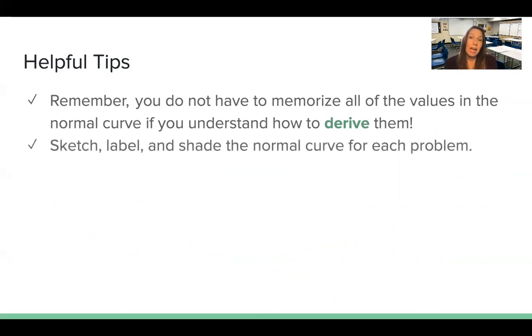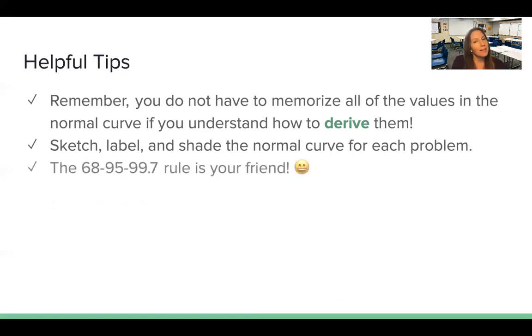Again, it's always really helpful to sketch, label, and shade the normal distribution curve for each problem, just so you can have a visual representation of what you're doing and what area you're actually using and finding under your normal curve. And remember, the 68, 95, 99.7 rule is your friend. It makes finding the probabilities on a normal distribution a lot easier. And again, it's just a generalization of our probability for our data.